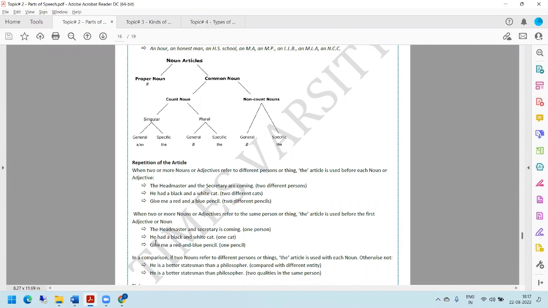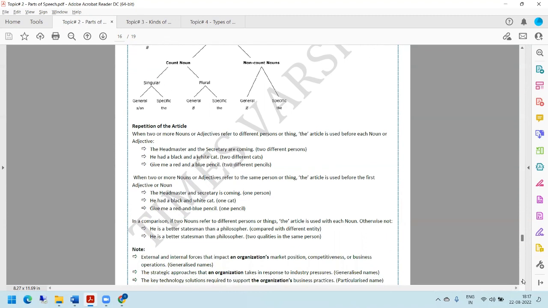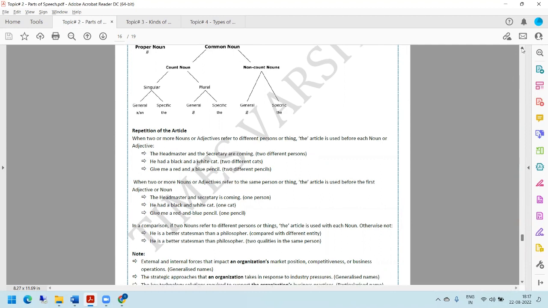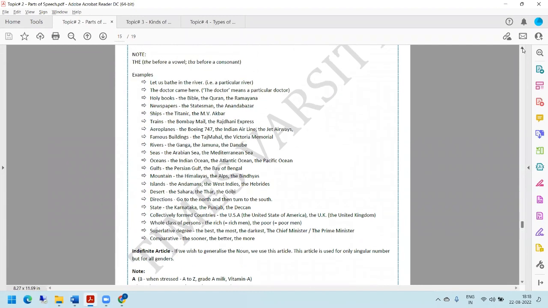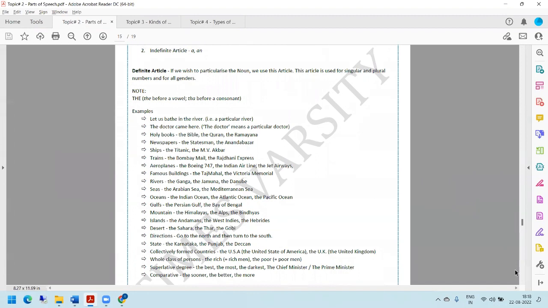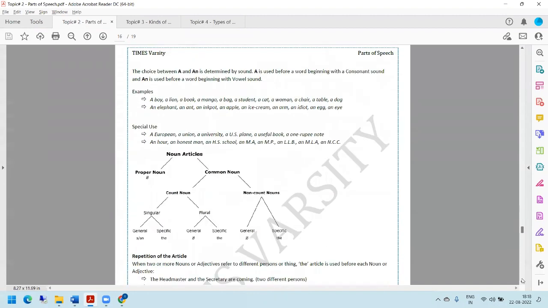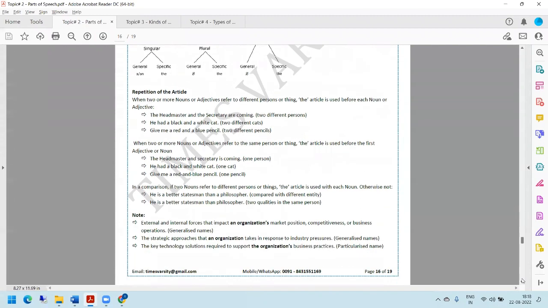Similarly, "Give me a red and blue pencil." It is actually asking for one pencil with two colors. If it is asking for two different pencils, then it should be "Give me a red and a blue pencil." So this is how we need to use the articles carefully. We cannot include or exclude articles as per our convenience. These are the thumb rules we need to follow when using articles, and we need to make sure we pronounce them correctly. Okay, so this is about articles.